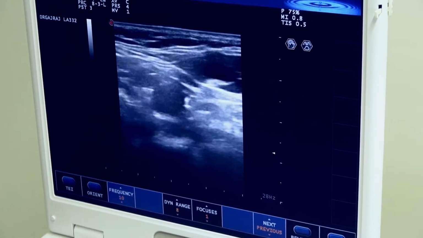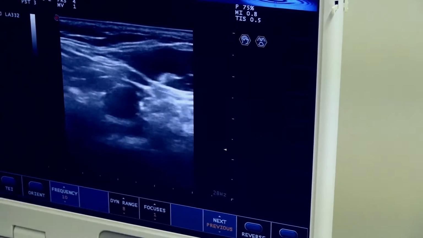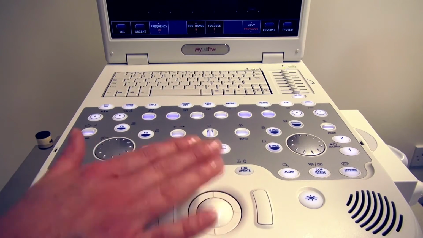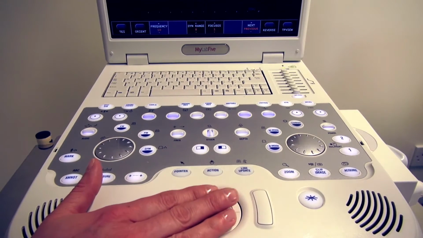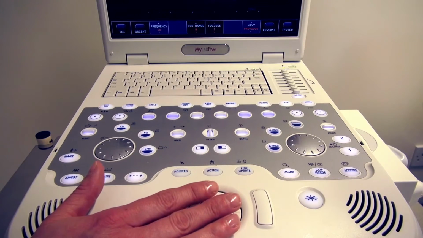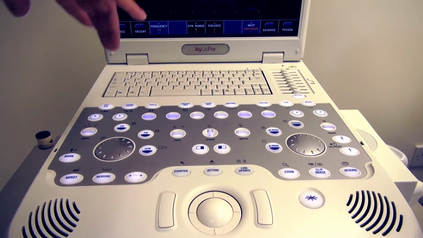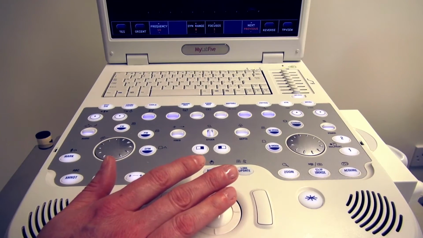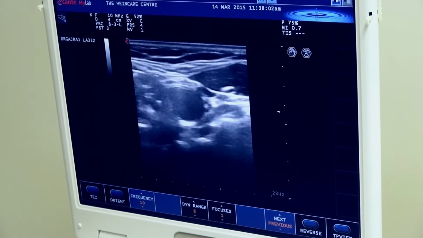Focal zones, usually preset with one focal zone. This can be manipulated either using a focal zone on the keypad or in this instance using the trackball. The focal zone needs to be placed at the point of interest and that will give you the most information returning back from the probe and produce a better image.